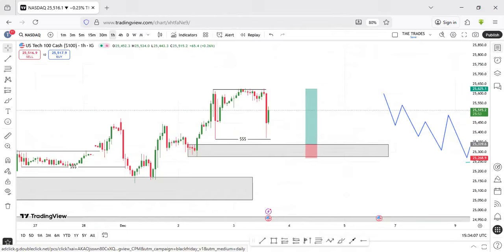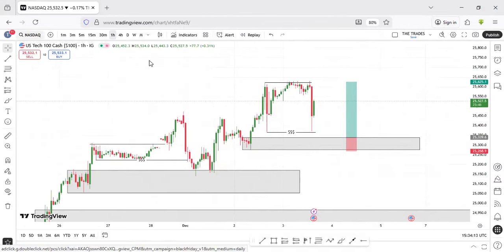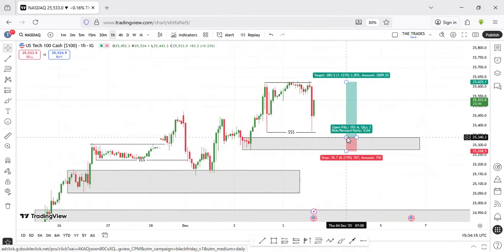Now let's quickly look at even this particular one. Let's go to gold to see what's happened. So before we go to gold, this is my view on NAS100. This is what I'm expecting to happen.